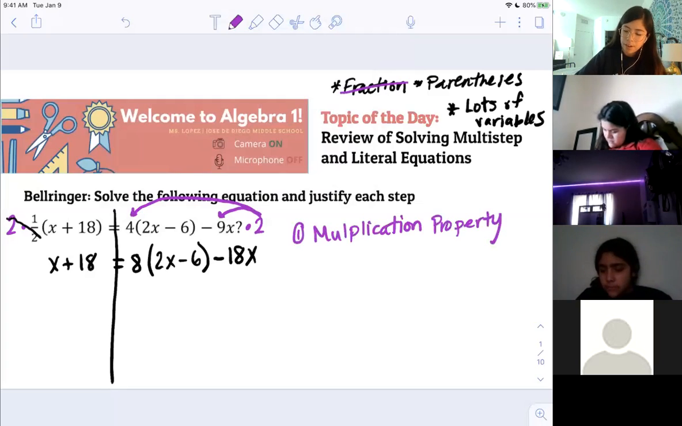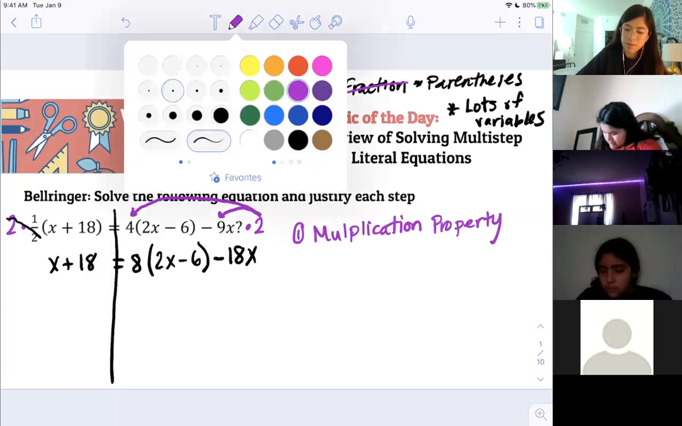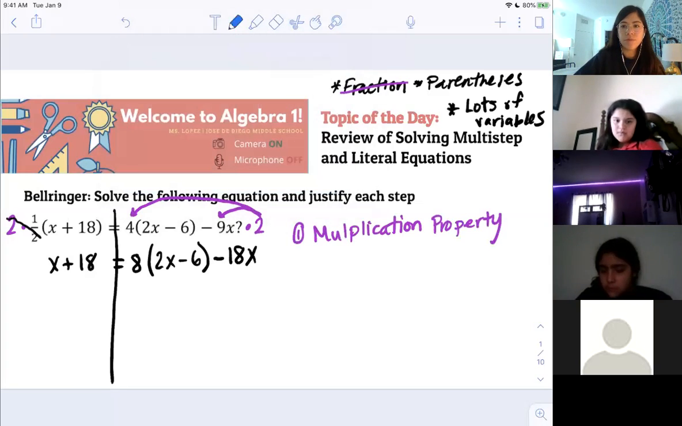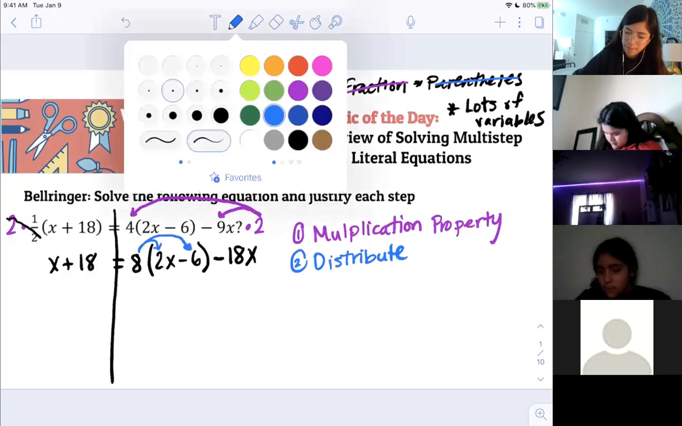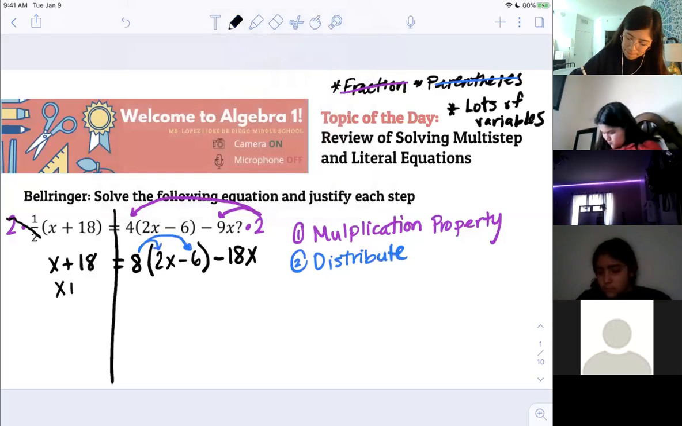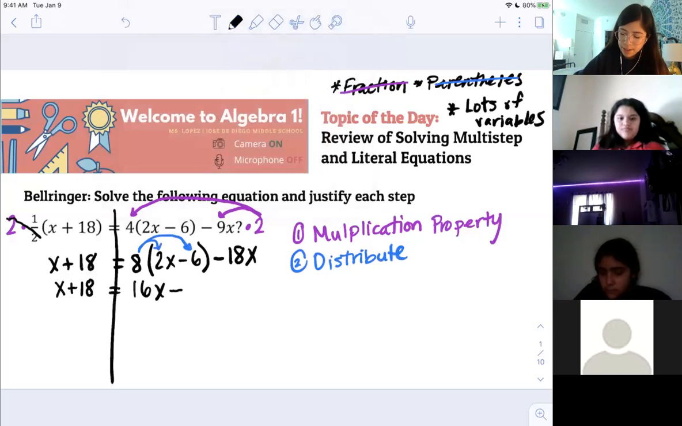Okay, I got rid of my fraction. Now what do I have to do? Take out the parentheses. Exactly. Now I take out my parentheses using my distributive property. So I go in and I'm going to multiply. 8 times 2 gives me 16x. I bring down my minus sign. 8 times 6 is 48. And I bring down my 18x.